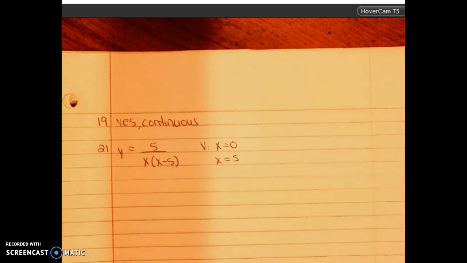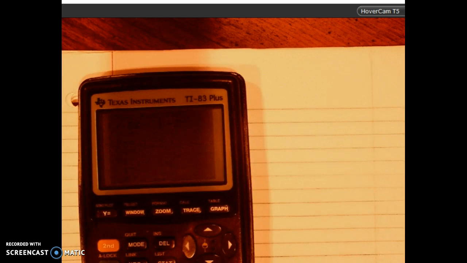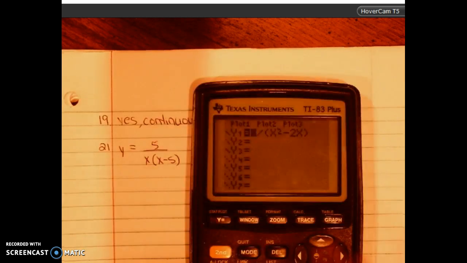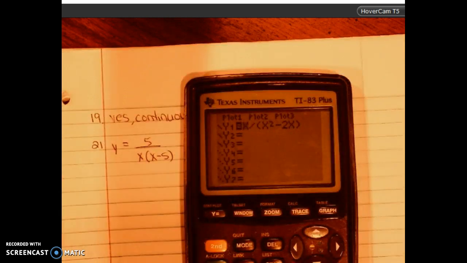Our horizontal asymptote, we can sketch it. Some of you also eventually kind of noticed a pattern. I'm going to go ahead and use that method for sketching. So we've got the equation. Let's see if I can get a little bit better light. There we go. We have 5 divided by, in parentheses, x squared minus 5x. Close that. Let's hit the graph.